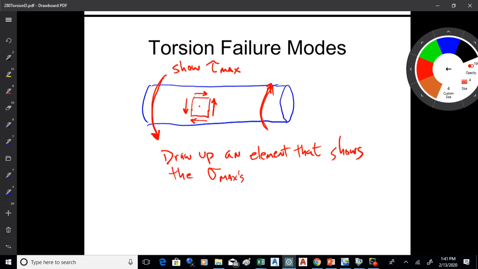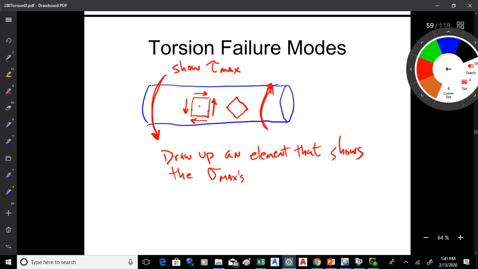I'll give you a hint. It's not a square. It's not at 0 and 90 because the maximum normal stresses don't act at 0 and 90. Yeah, it's going to be a 45-degree square, right? Y'all okay with that? Okay. So it's going to be like this. All right. Now, one pair of those is going to be tension, and the other pair is going to be compression. Okay.